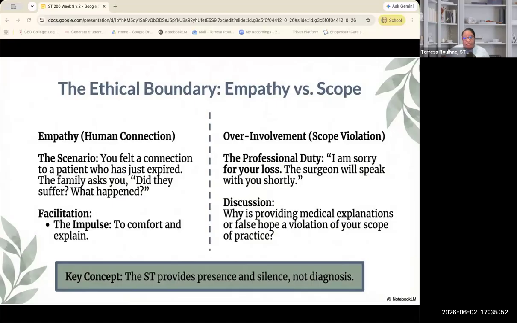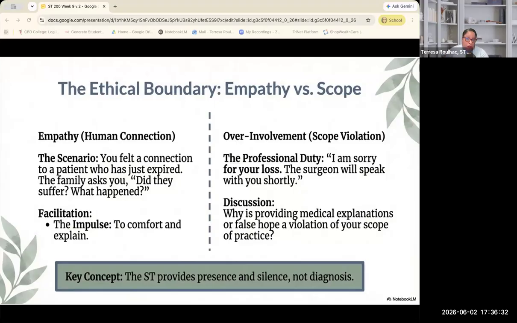Pause. In that moment, your human instinct may want to explain, to comfort, to fill in the silence. That impulse is normal, but professionalism requires clarity. There is a difference between empathy and over involvement. Empathy connects, over involvement crosses our scope. We are not the diagnosing provider. We are not the spokesperson for the clinical outcome.